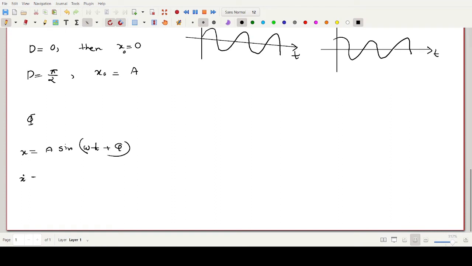So what will be x dot? x dot will be plus omega A cosine omega t plus phi, right? And what will be x double dot? Minus omega square A sine omega t plus phi.